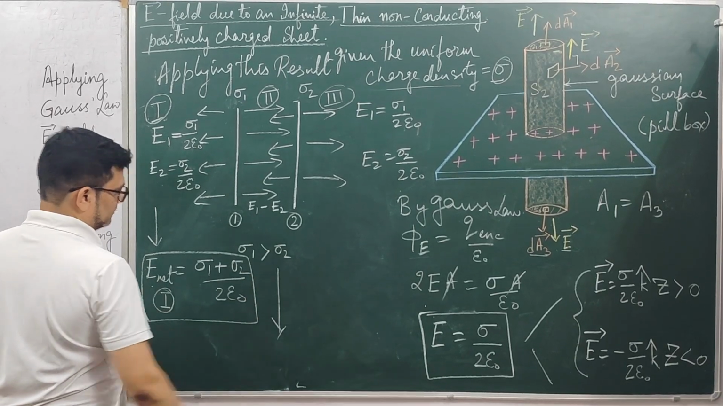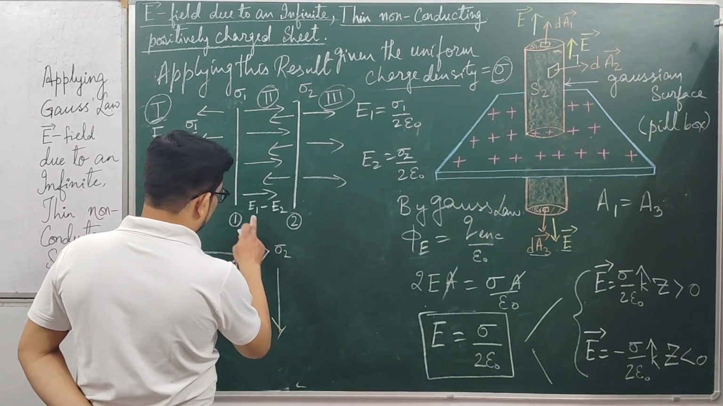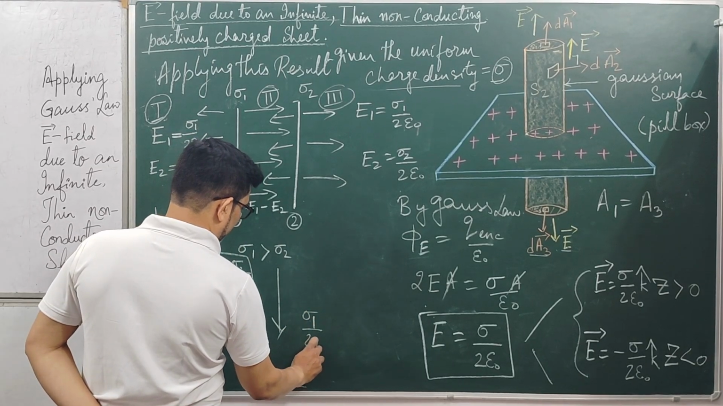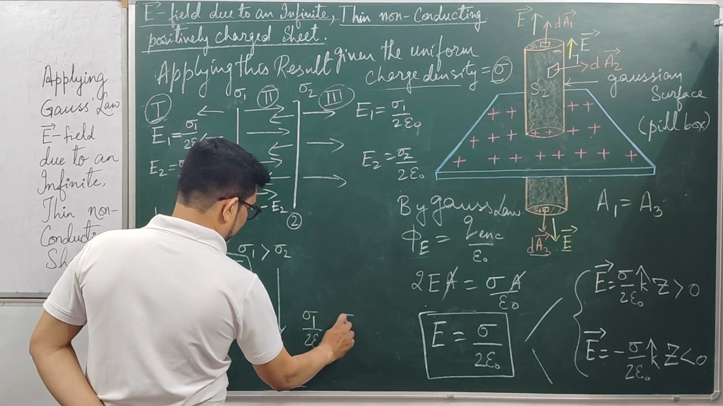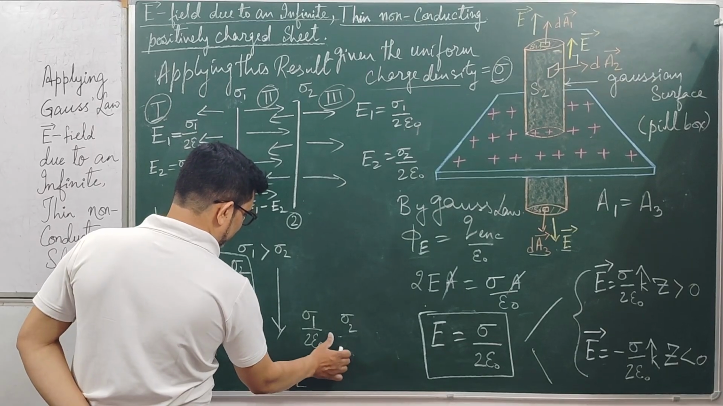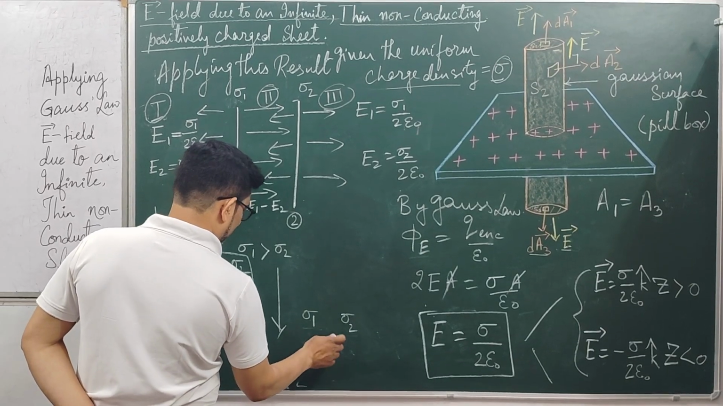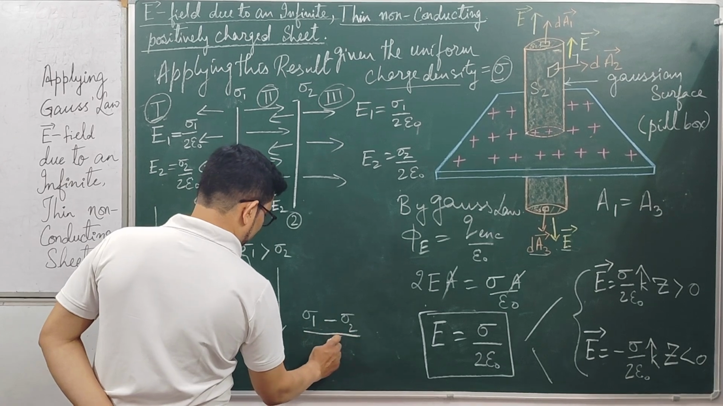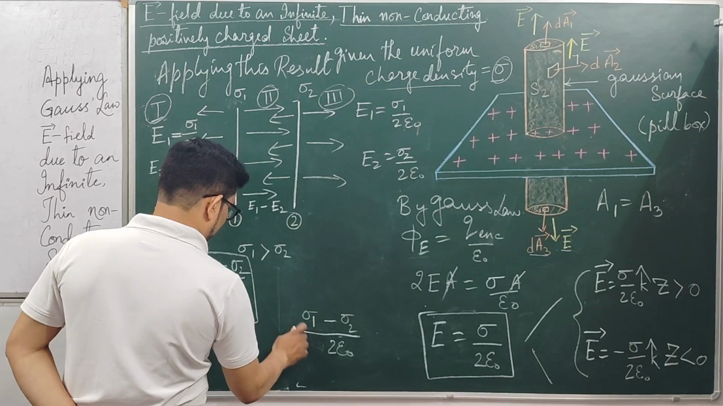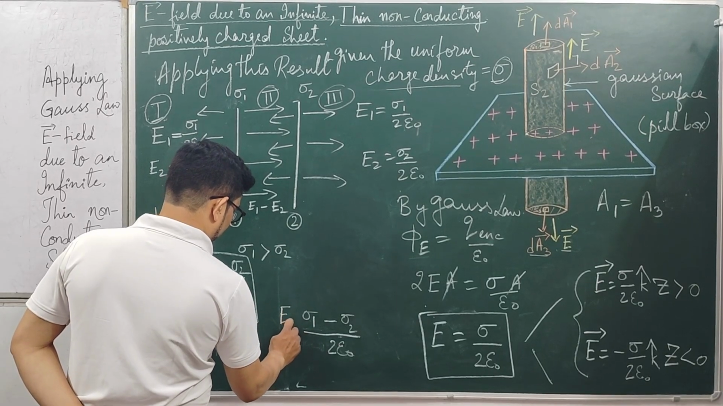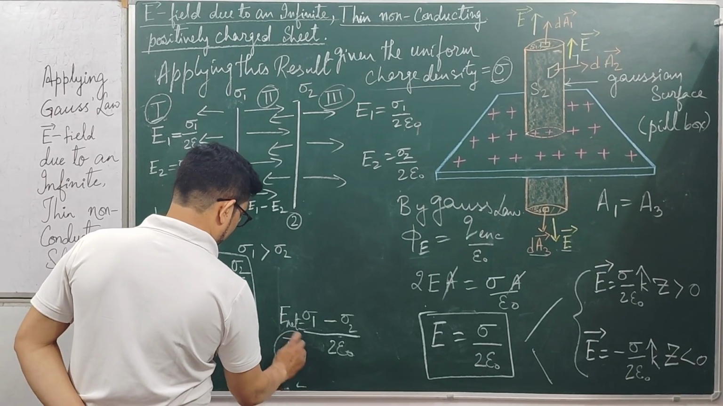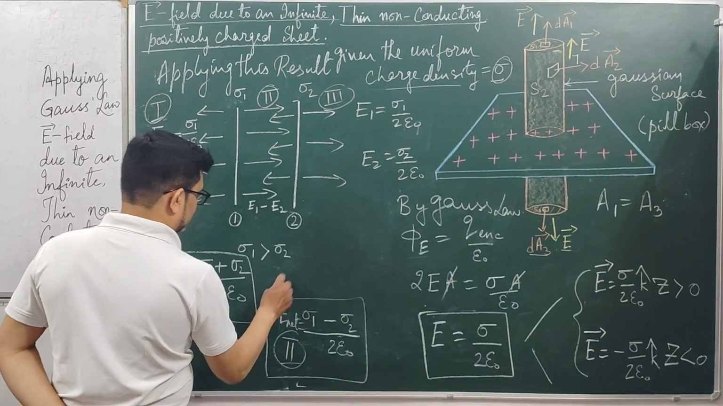Here in region 2, it's going to be E1 minus E2. So E1 we know it is sigma 1 over twice of epsilon naught minus sigma 2 over twice of epsilon naught. So if you subtract this, we can write it this way: sigma 1 minus sigma 2 divided by twice of epsilon naught. This is the net electric field in region 2. So this region.